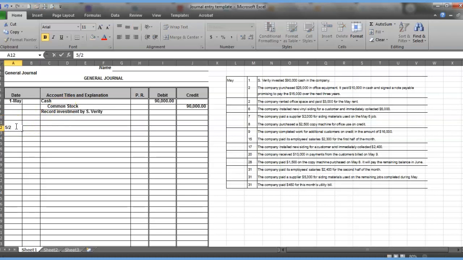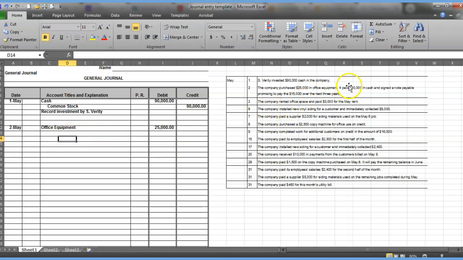May the 2nd, the company purchased $25,000 of office equipment and paid $10,000 in cash and signed a note payable for the rest. So one thing we want to say is we have equipment, and office equipment, as you know, is like any other asset, something that you own and you can use. So office equipment is going to be my asset, and I'm going to record my debits first, and then I'll record my credits. So I'm going to record $25,000 that I received as an asset.